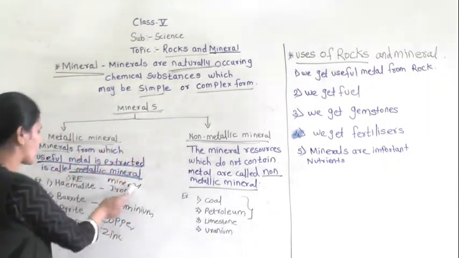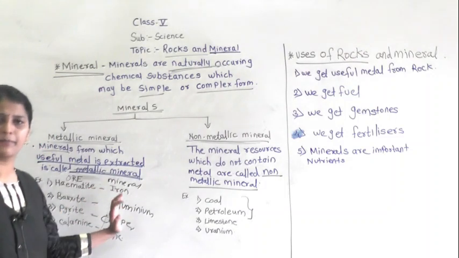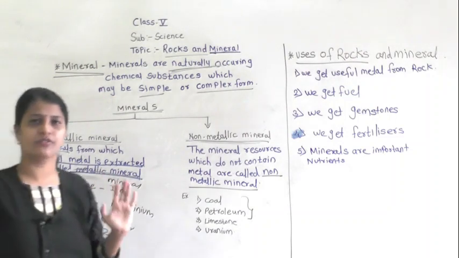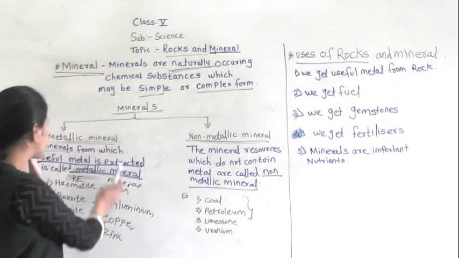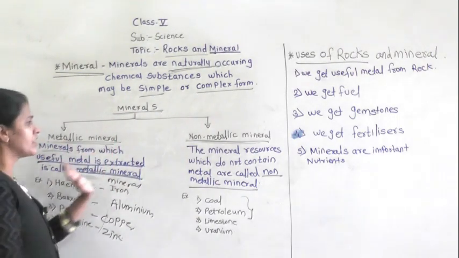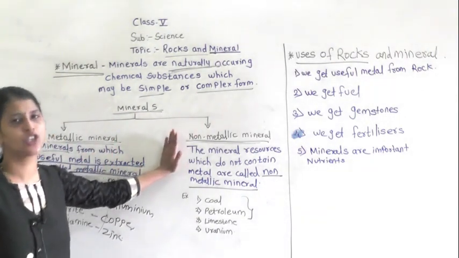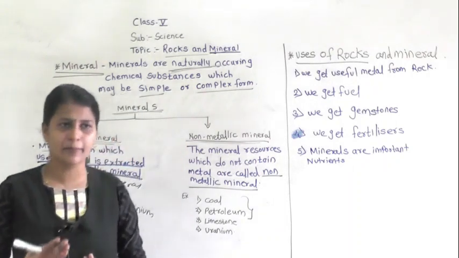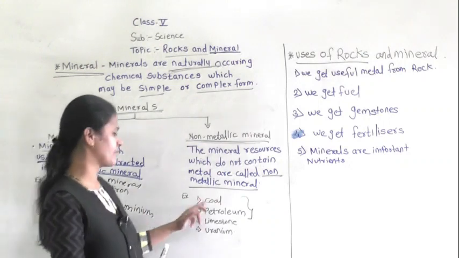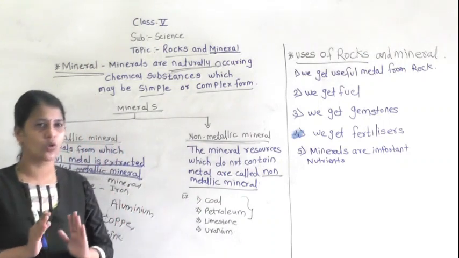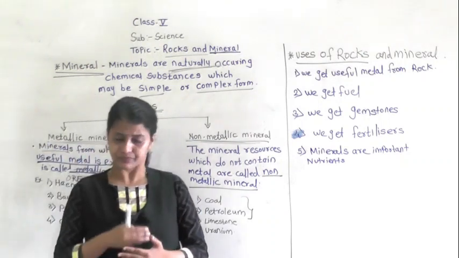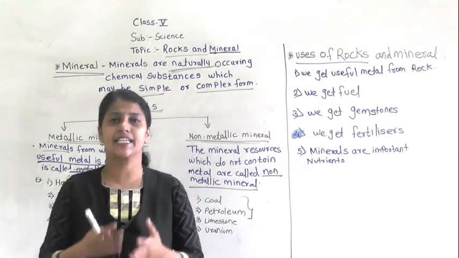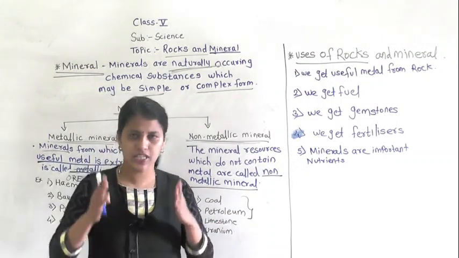Have you understood the uses of ore and minerals? These are the metallic minerals. Now we will turn to the non-metallic minerals. What are their uses? The first is coal. How is coal formed? Coal is a valuable natural resource.